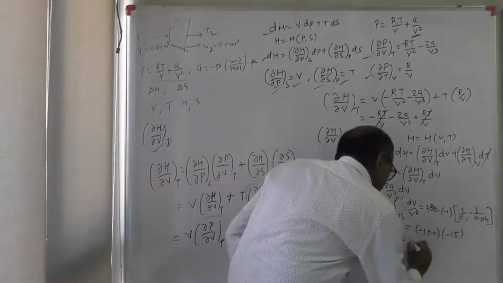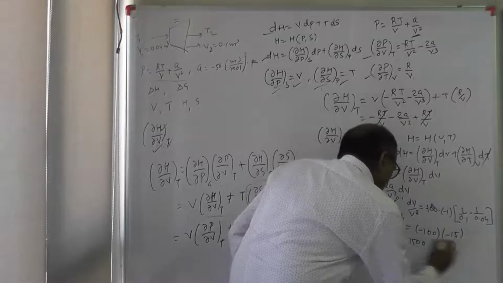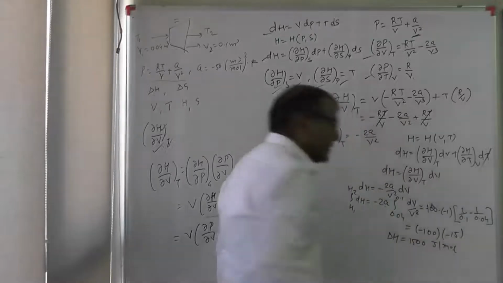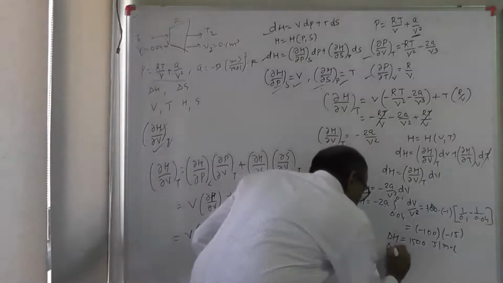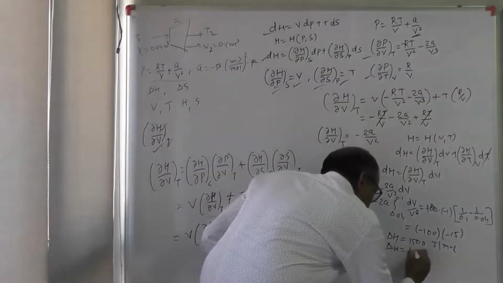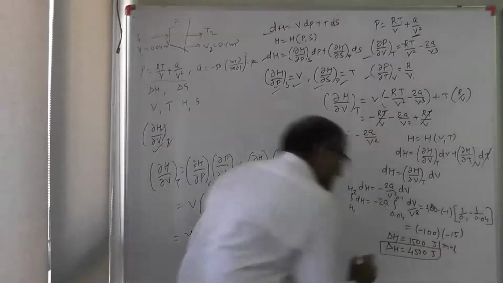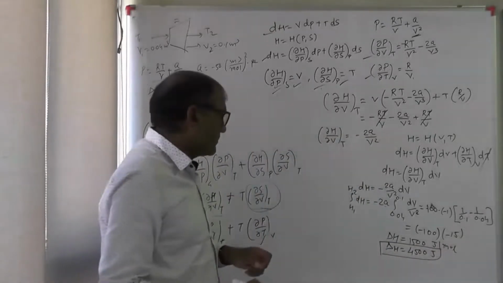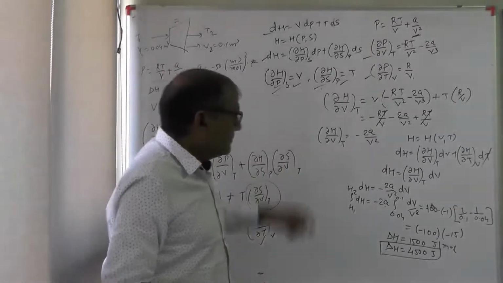So total is 1500 joule per mole. This would be delta H, but in this problem the number of moles is 3, so it would be 4500 joule. This would be the change in enthalpy. How to calculate the change in entropy?